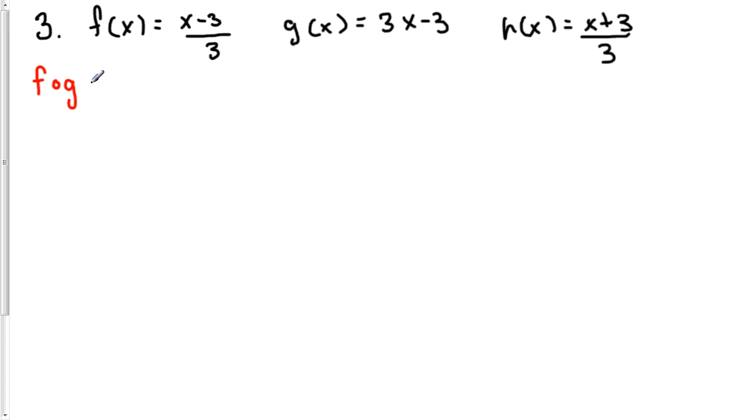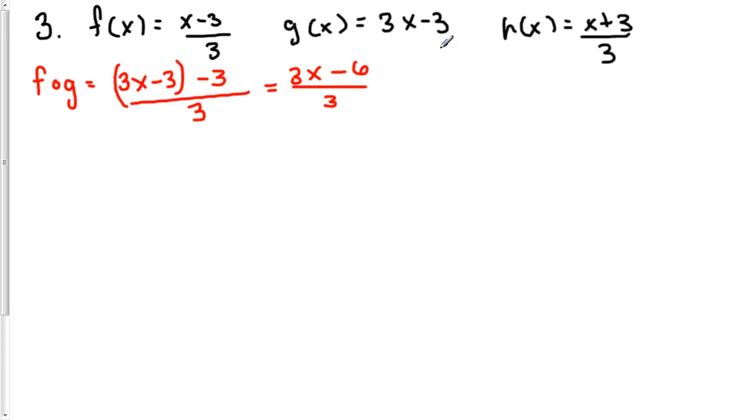So f of g is equal to, I write my function f, and I plug in my function g. Then I simplify. So I have a -3 and a -3. That gives me -6. So I have -3x minus 6 over 3. Everything can reduce by 3, so we get x minus 2. This is not equal to just plain x. Therefore, f and g are not inverse functions.